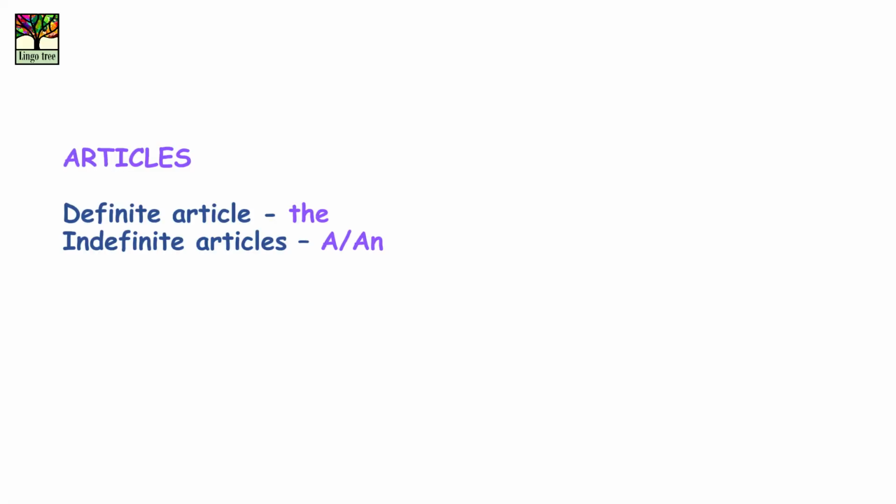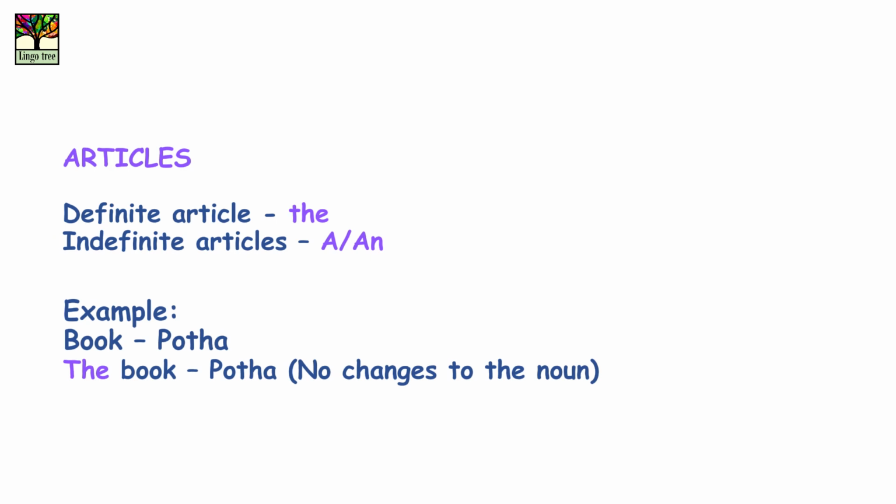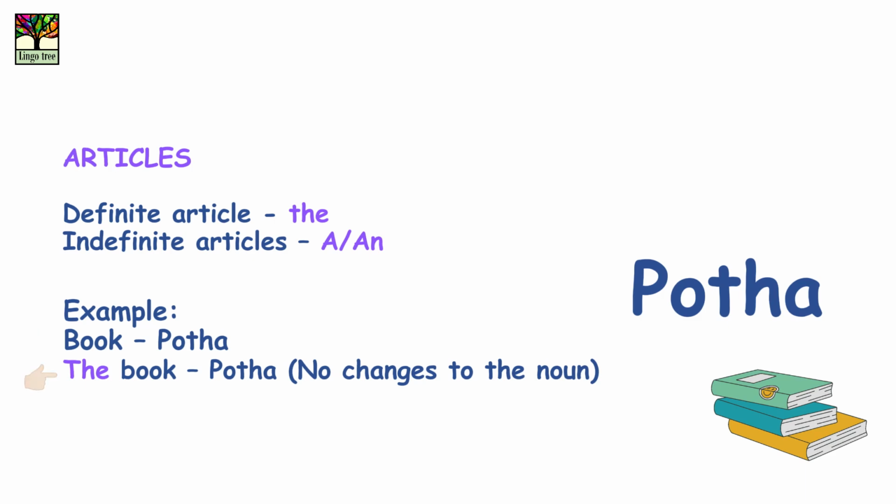Let us begin. As you might know, in English we have two types of articles: the definite article, the, and the indefinite articles, a and an. Fortunately, in Sinhala, there is no equivalent for the definite article. If we would like to say "book" in Sinhala, it is pota, and if instead we would like to say "the book", again it will be pota, without any changes to the noun.